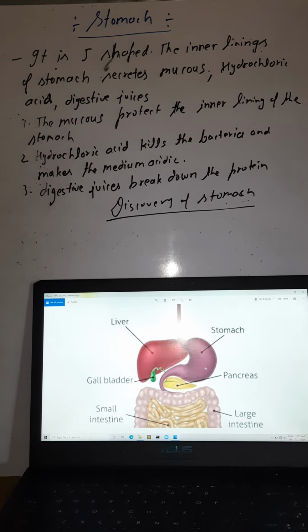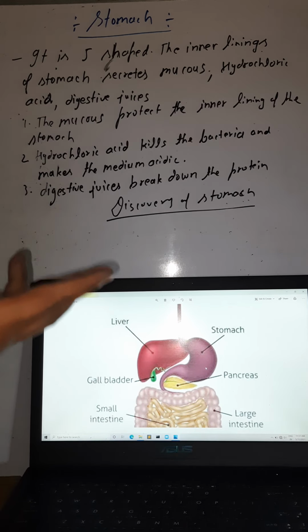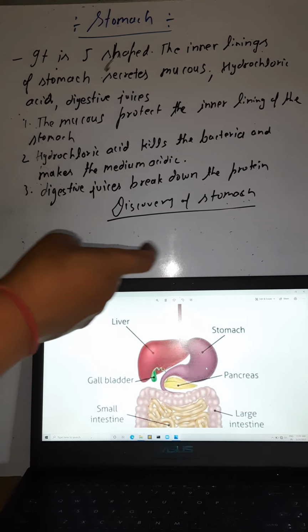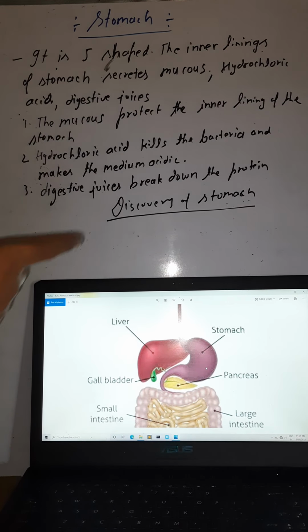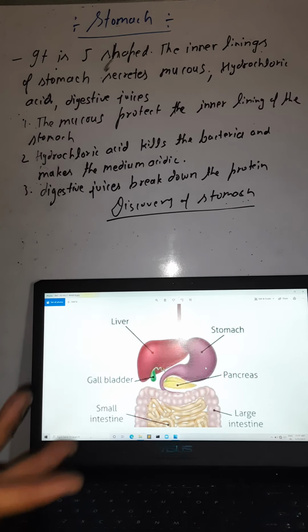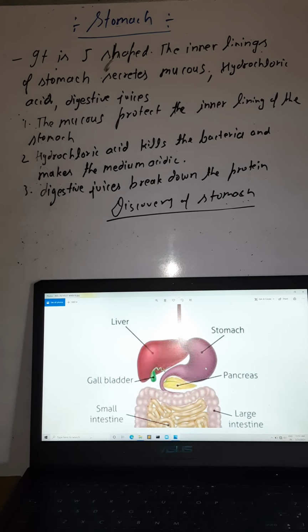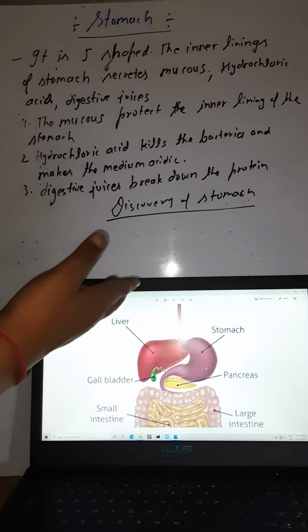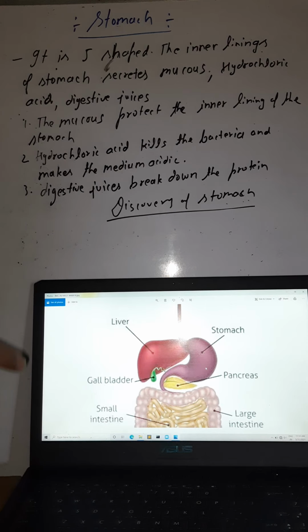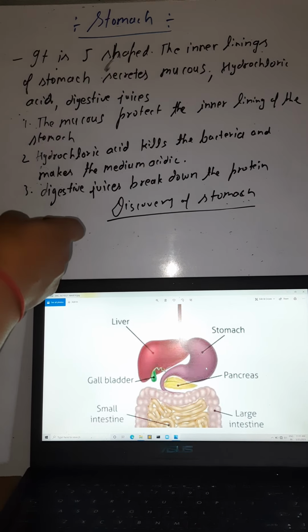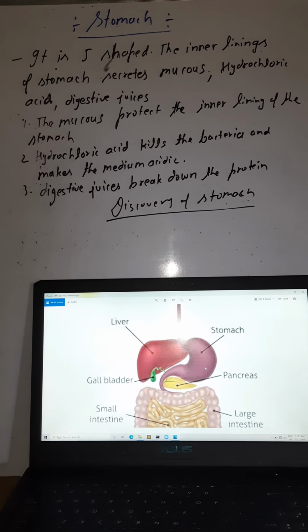So what happened? Alexis Saint Martin was badly hit by a shotgun. You must be knowing, na? Later on he was brought to an American doctor known as William Beaumont.